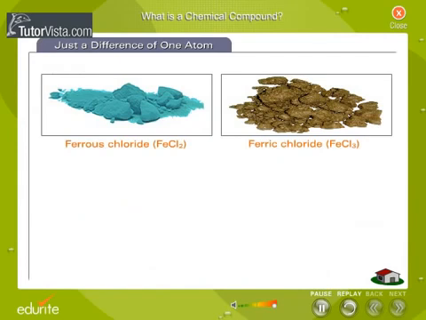Just a difference of 1 atom. The compounds displayed here may not look alike, but they are made of the same elements, iron and chlorine. The only difference between them is 1 atom. Ferrous chloride, FeCl2, has 1 atom of chlorine lesser than ferric chloride, FeCl3.